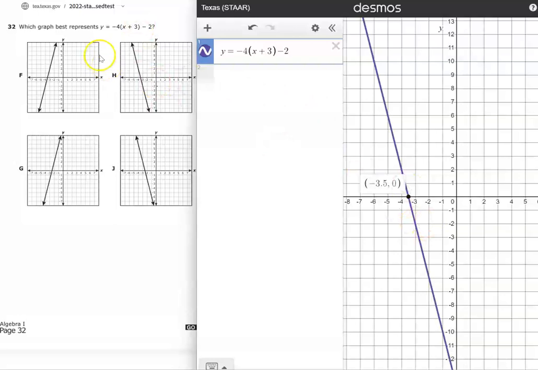Another thing you might know is that this is a linear function with a slope of -4 that's been translated left 3 down 2. So on this graph, you can actually type in the point -3, 2.